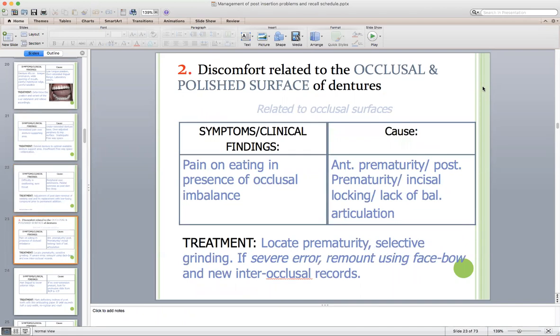So these were all the problems that were related to the impression surface of the denture. Now, the second category of post-insertion problems is discomfort related to the occlusal and polished surfaces of the denture. There are certain problems that are related to the occlusal and polished surfaces of the dentures.